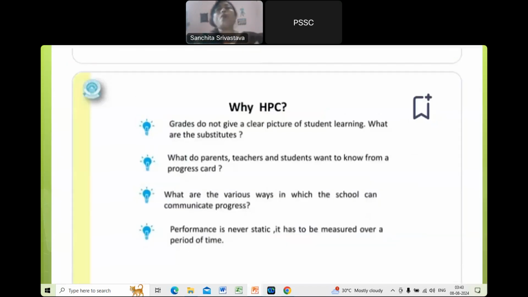Now, why do we need a holistic progress card? See, grades do not give a clear picture of a student's learning. What are the substitutes? As I said earlier also, if a child is getting 80 in mathematics, but the child is an excellent orator, or an excellent athlete, how do we show it? So what are the substitutes? What do parents, teachers, and students want to know from a progress card? Once you get a progress card, what do you see in it? Can anybody tell me? Generally, what are the things that you see in a progress card?